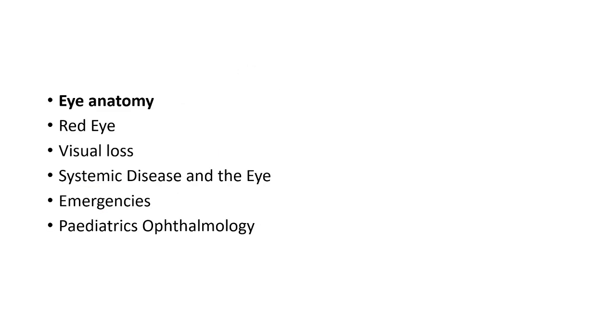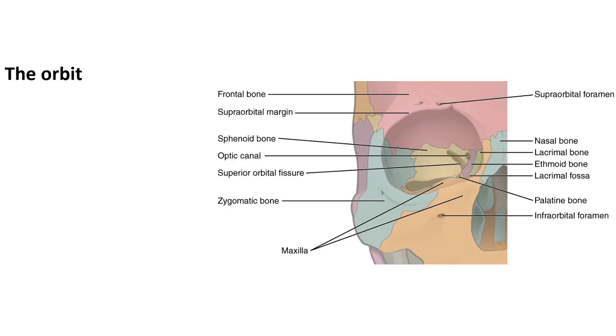The topics we're going to cover today include anatomy of the eye, conditions that result in a red eye, that result in visual loss, and systemic diseases that affect the eye, as well the most important ophthalmic emergencies, and a few things about pediatrics in ophthalmology. So to start off, we're going to talk about the anatomy of the eye.